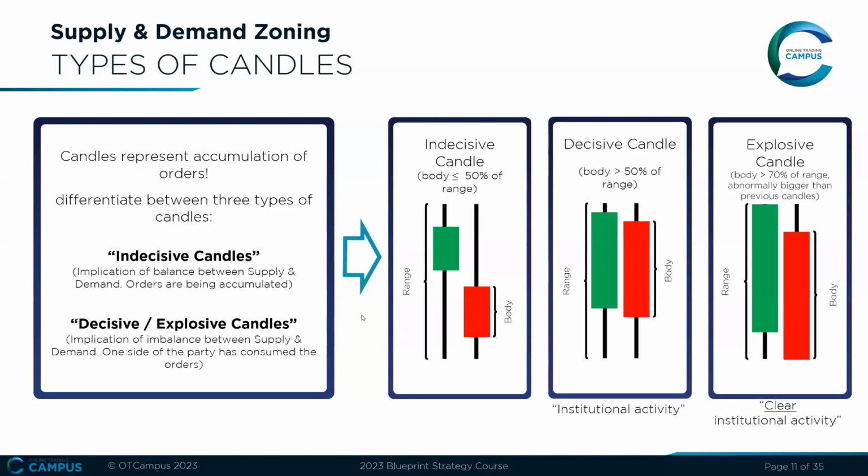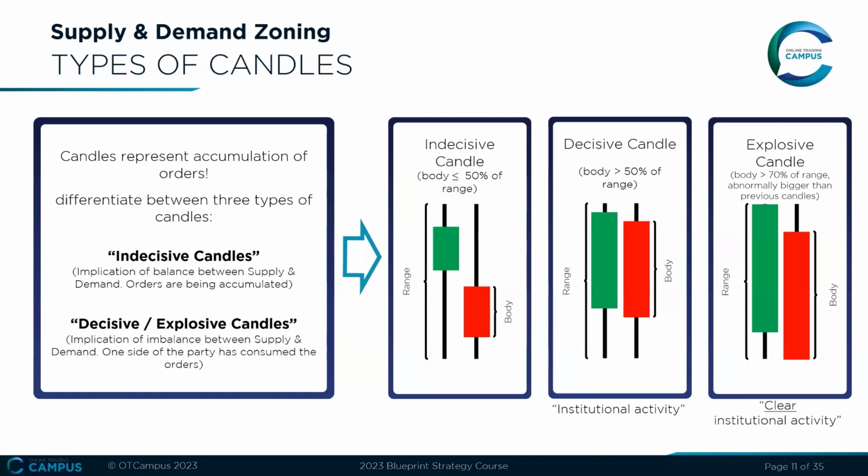Now, indecisive candles imply that there is a balance between the willing sellers and the willing buyers. It indicates that there is a balance between supply and demand, and orders are being accumulated at the moment. There's a balanced state of price at the moment. Neither the buyers nor the sellers are in control because the market is not really going anywhere. There may be long wicks, but at the end of the day, the close versus the open are very, very close to one another.